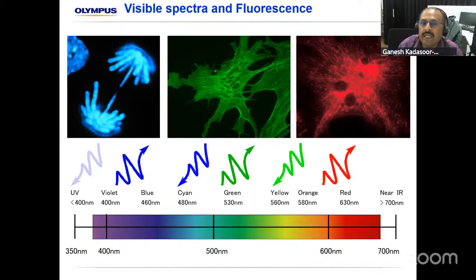Similarly, another dye called Alexa 488, labeled with a specific antibody, has an ability to go and bind to the proteins of the cytoskeleton. In this case, these are actin filaments. Wherever you have actin filaments, it will start glowing. The third color is a dye which has an ability to bind to the outer membrane of the mitochondria. The dye name is MitoTracker Red.